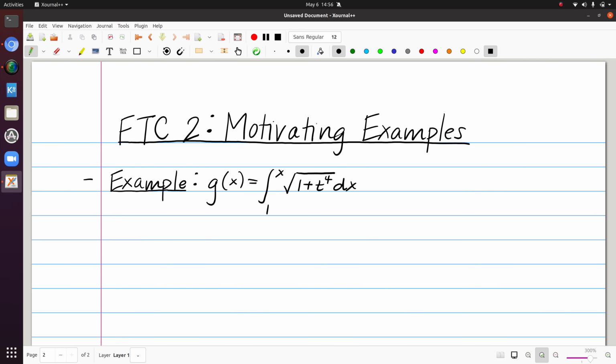So I have a function g of x defined to be the integral from 1 to x of the square root of 1 plus t to the fourth. And this is a problematic notation here, so this should be dt. The thing I really want to emphasize is that g of x is a function of the upper limit of integration. So it's not a function of t. Often people refer to t in this case as a dummy variable.